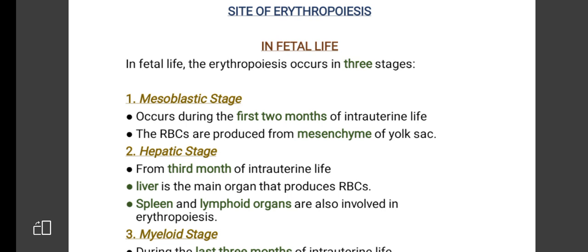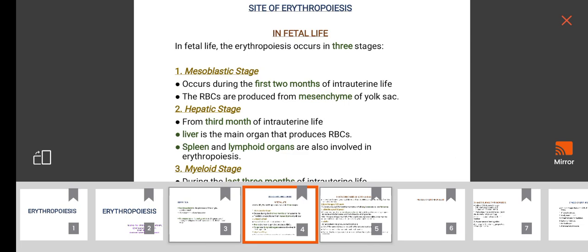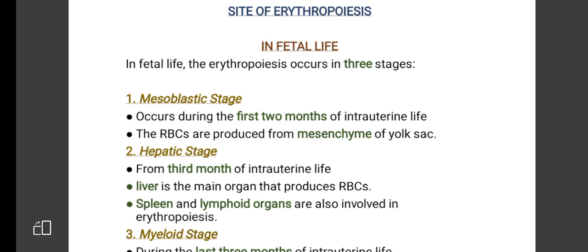The second stage is the hepatic stage from the 3rd month of intrauterine life. Here the liver plays the main role in the production of RBCs, and the spleen and lymphoid organs are also involved in the formation of erythrocytes. The next one is the myeloid stage. This stage occurs during the last 3 months of intrauterine life.